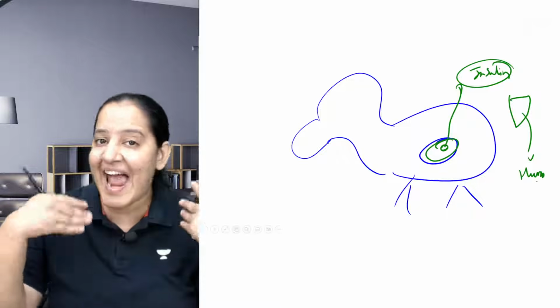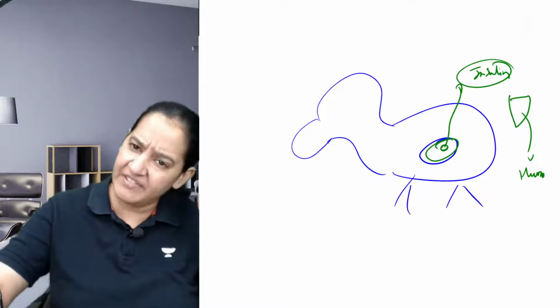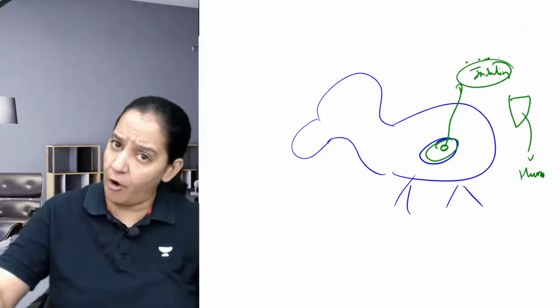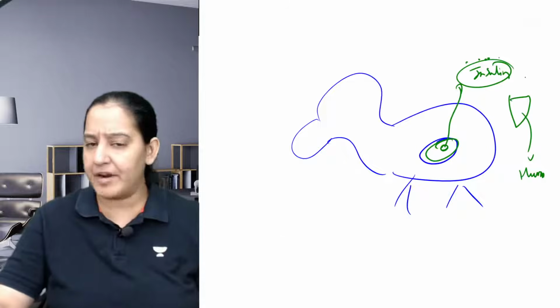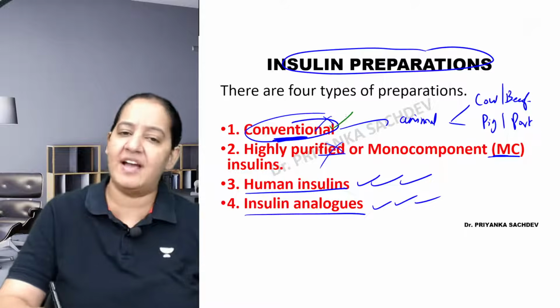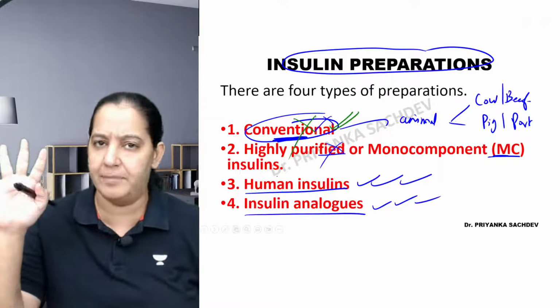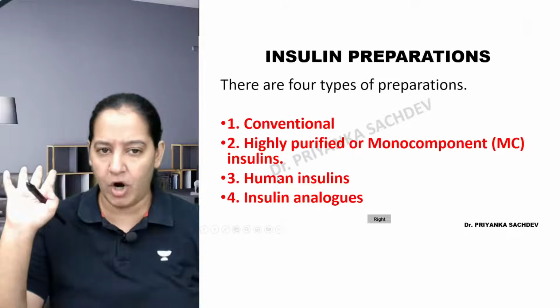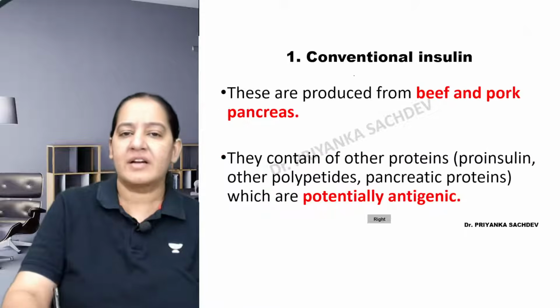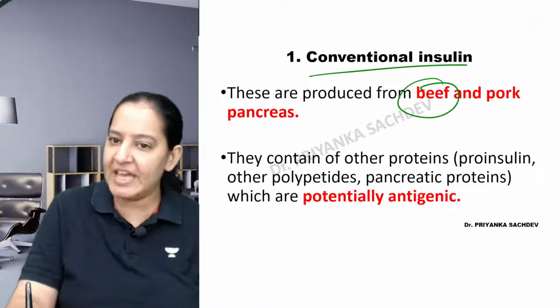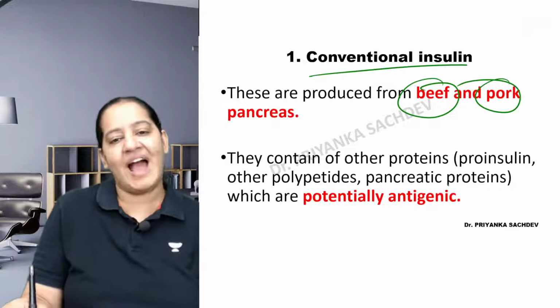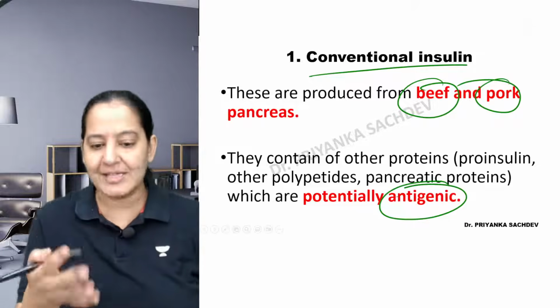But this is highly antigenic, right? So it has various antigens which are foreign to the human. So it is not at all recommended. And these were the first to come to the market, but nowadays they are not at all available because they are highly antigenic. You got my point? So what is the first one? The conventional insulin, prepared from beef and pork. You got my point? They are highly antigenic.